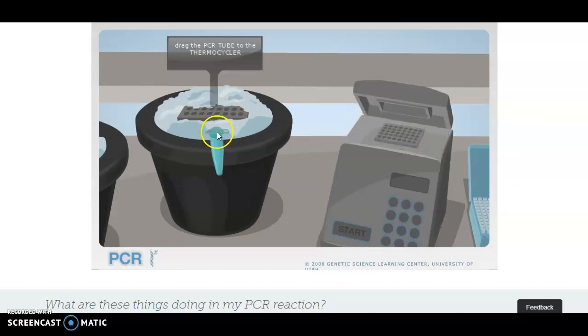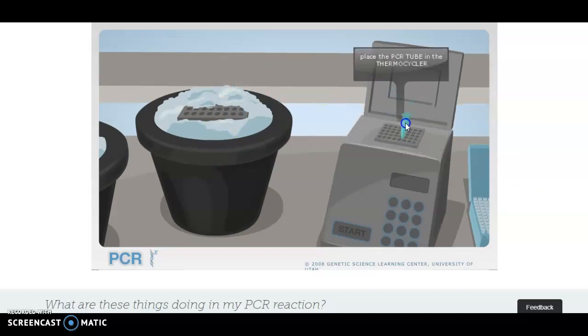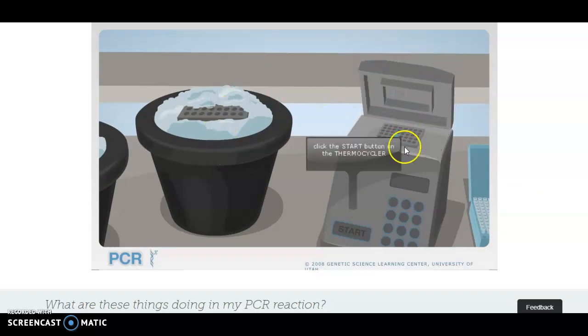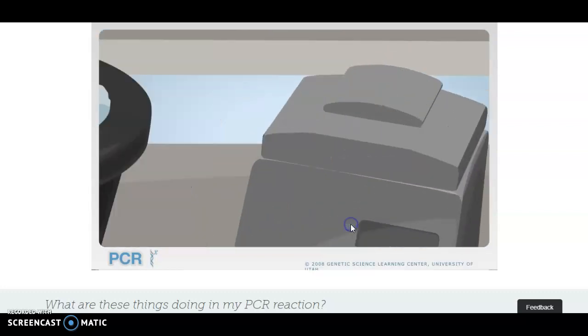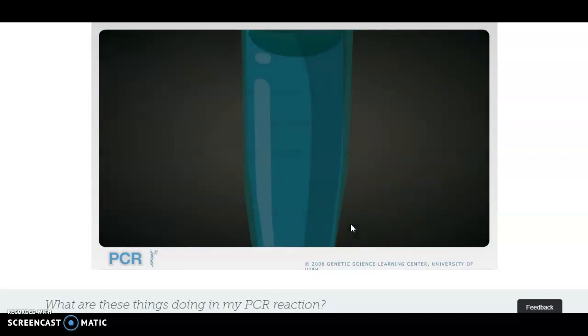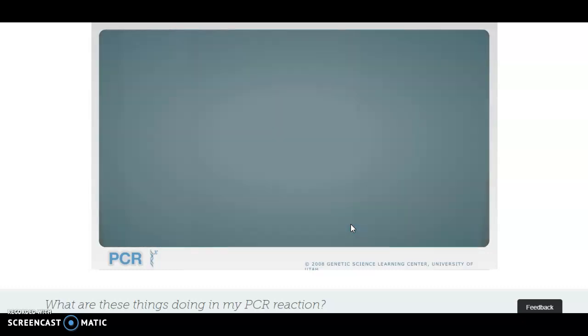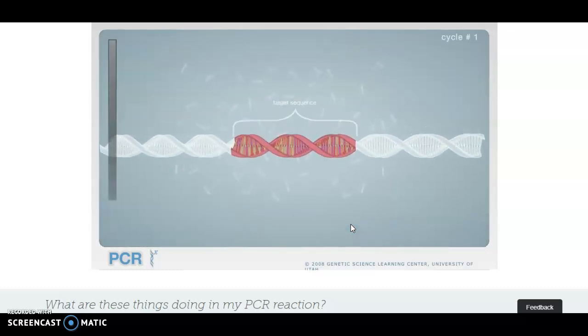Go ahead and put our little top on the tube, and I'm going to drag it into the thermocycler. Let's go ahead and hit the start button and see what happens. I'm guessing we're going to heat it up first. What do you guys think?